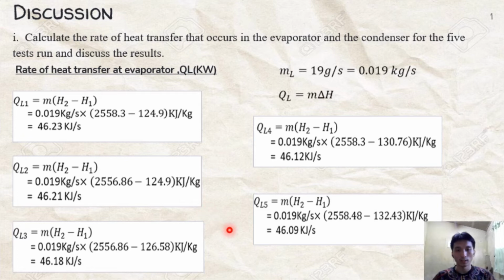Like I said before, the QL unit is kilowatt. I just want you to know that 1 kilojoule per second is equivalent to 1 kilowatt. So basically all these answers are equivalent to kilowatt. For example, this 46.09 kilojoule per second we can also write as 46.09 kilowatt.